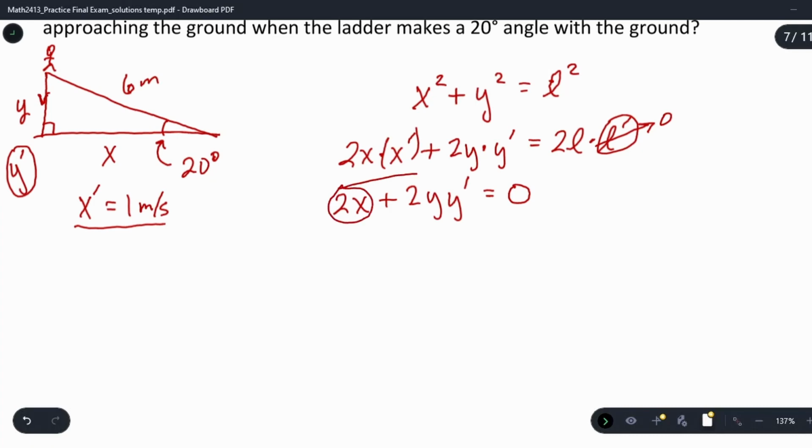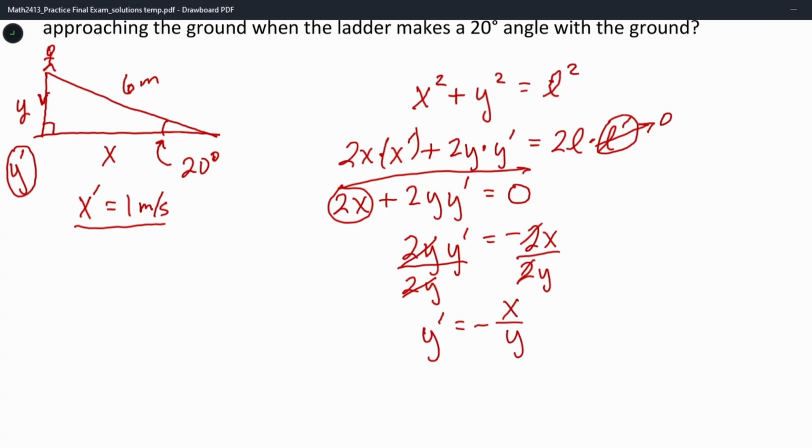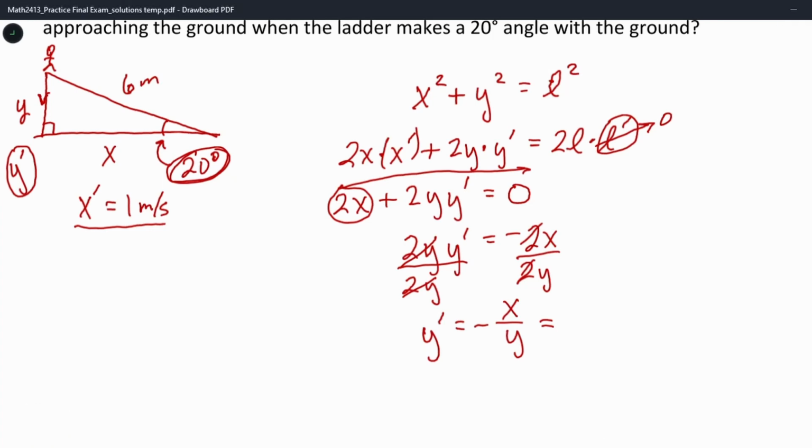Next, moving the 2x to the other side gives us 2y, y prime equals negative 2x. Then if I divide both sides by 2y to isolate y prime, that reduces to just negative x over y. So if I simply knew the lengths of the sides x and y at this point, I could find the rate of change of the y side, which is the speed at which the man is approaching the ground.